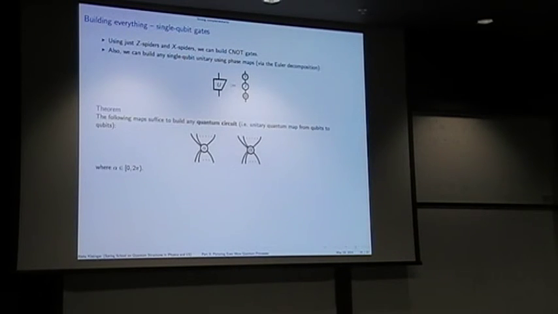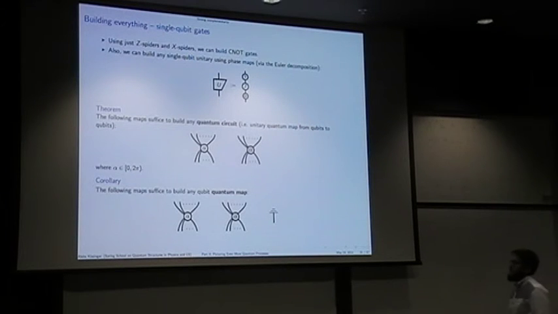So this follows very easily from a Nielsen-Chuang type argument that these two maps are enough to build any quantum circuit. You just build a C0, we build single qubit unitaries, and that's really what we need. So an immediate corollary of that is that this thing and this thing are enough to build any quantum map.